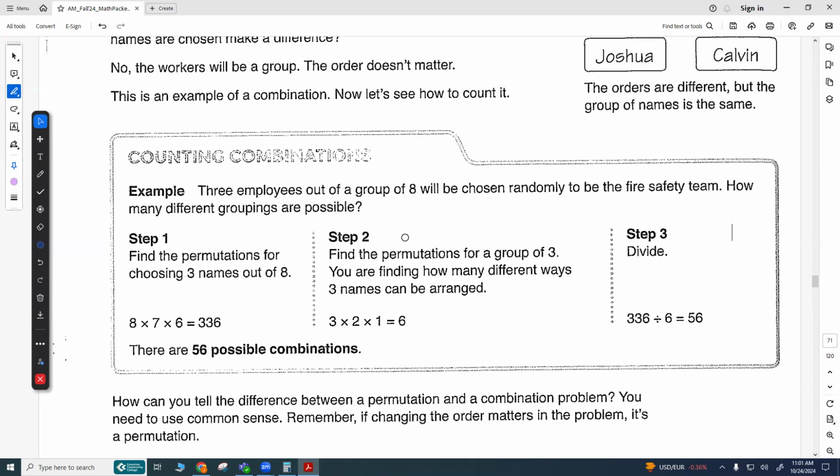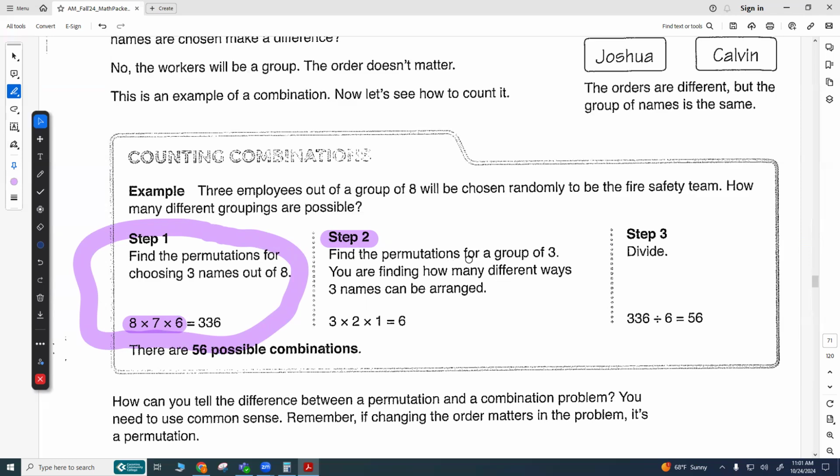Okay. So first we find our permutation, right? For the first person chosen, we have 8 possibilities. For the second person chosen, we have 7 possibilities. And for the third person chosen, we have 6 possibilities. But then we have to do an additional step. This was what we have been doing when order mattered. But now we have a second step.